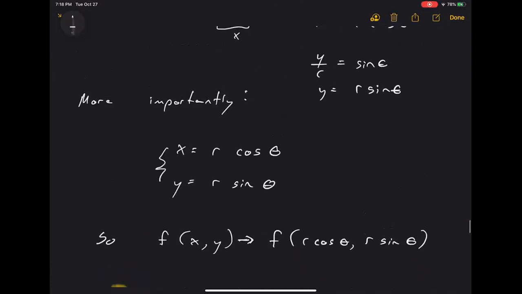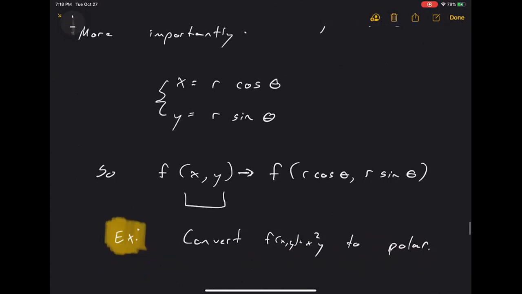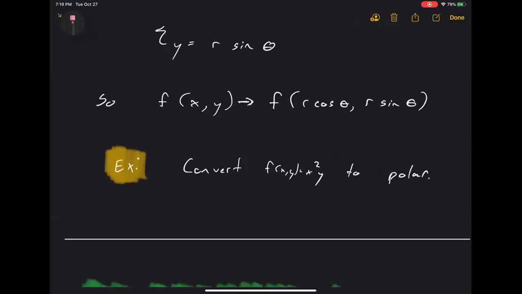But these are really important, and these are going to be the main thing we're using for converting our function into polar coordinates. If I have a function in terms of my Cartesian coordinates, my x and y, I just replace x with r cosine theta, and I replace y with r sine theta. So for example, let's convert this Cartesian equation, x squared times y, to polar. Well, I replace my x's with r cosine theta. So x squared becomes r cosine theta squared. And then y becomes r sine theta.